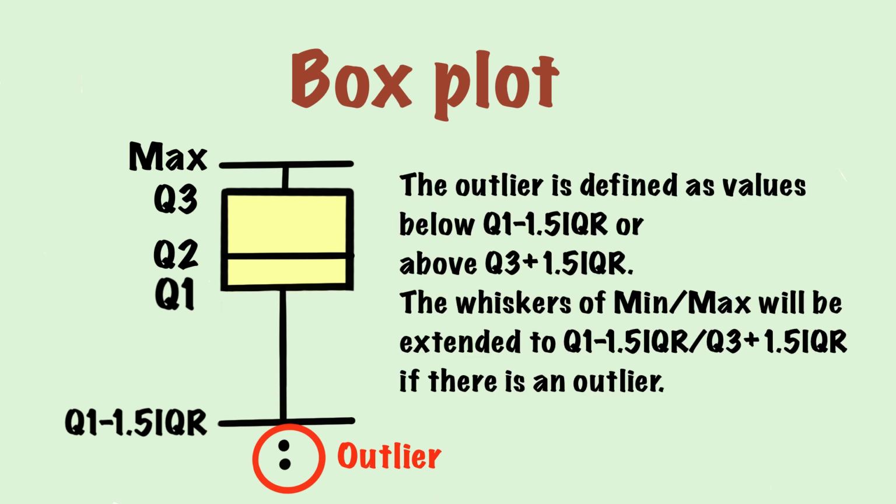In the boxplot, an outlier is defined as a value below Q1 minus 1.5 IQR or a value above Q3 plus 1.5 IQR. And the whiskers of minima and maxima will change correspondingly. The whiskers will only change when there is an outlier on its end. So, if there is an extremely small value, the bottom whisker will change to Q1 minus 1.5 IQR. But the top whisker would remain the same.